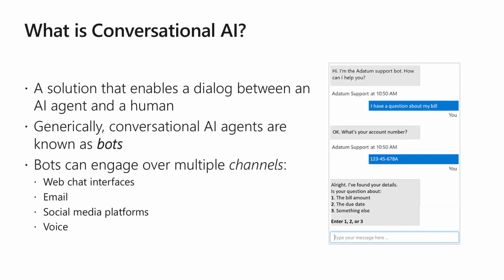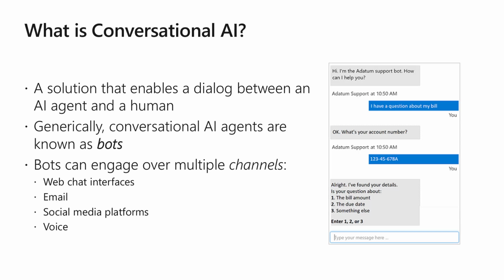So conversational AI is a term that we use for a workload that builds on other AI workloads, and in particular natural language processing, but potentially also machine learning and computer vision. And what this workload does is it manages a dialogue, it manages a conversation between typically an AI agent that we call a bot and a human.